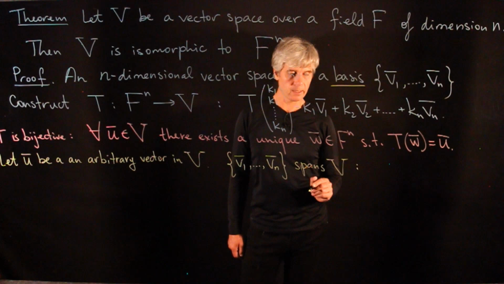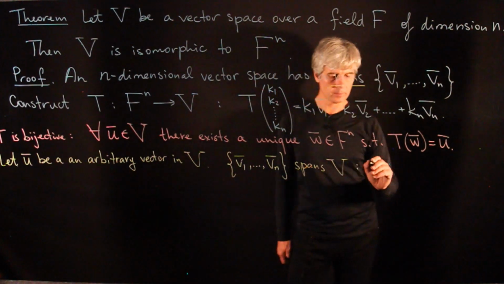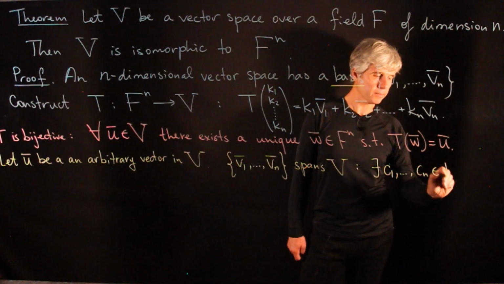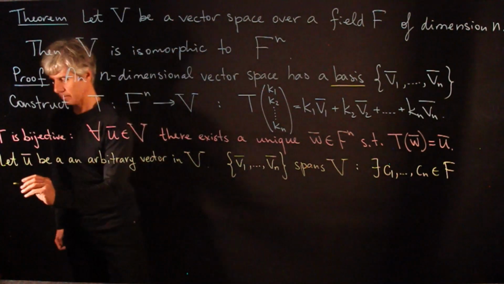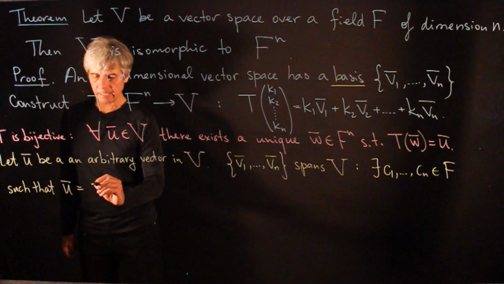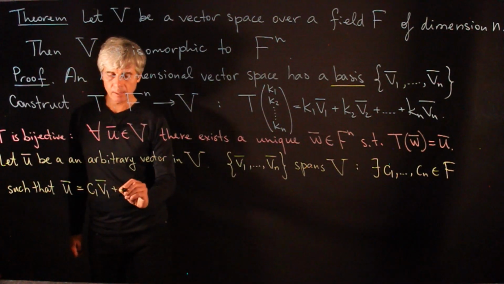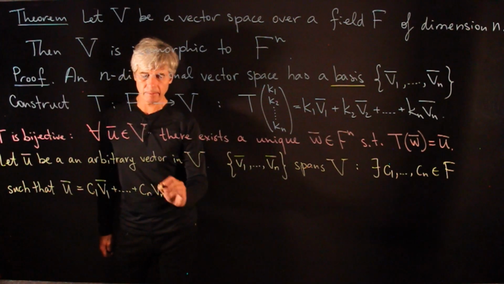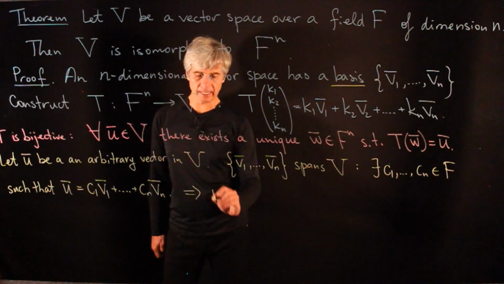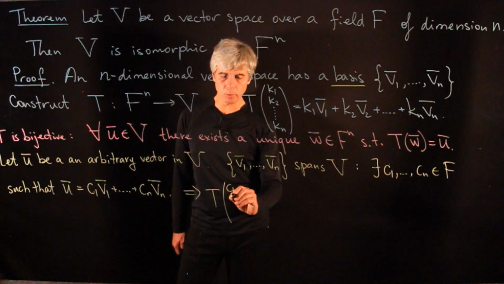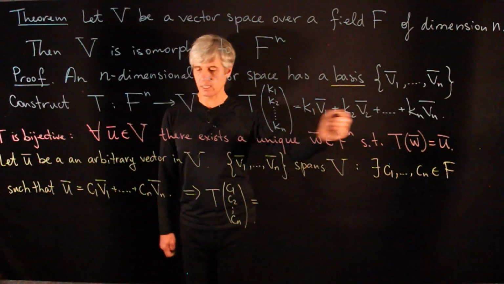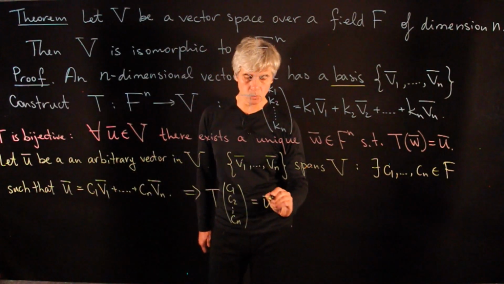So this tells us that there exist scalars C1 through Cn in F such that U is a linear combination C1 V1 plus ... Cn Vn. But that means, so this implies that T applied to the following n-component vector C1, C2, ..., Cn, which is this linear combination, is simply equal to U.